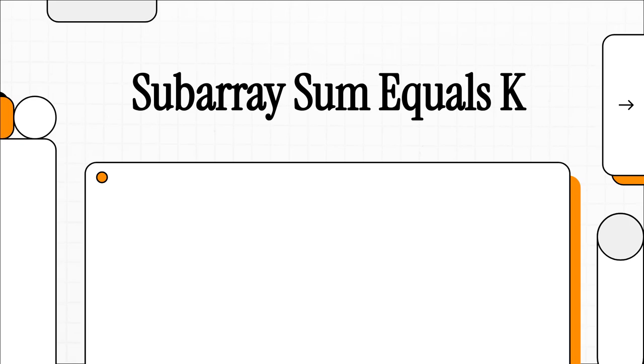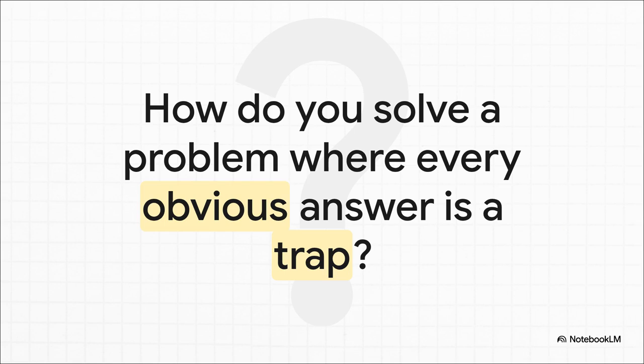All right, today we're jumping into a real classic coding interview problem, subarray sum equals K. Now, this one is just a fantastic test of your problem-solving skills, mainly because all the obvious answers are basically traps. So let's just dive right in. And that really is the key question, isn't it?